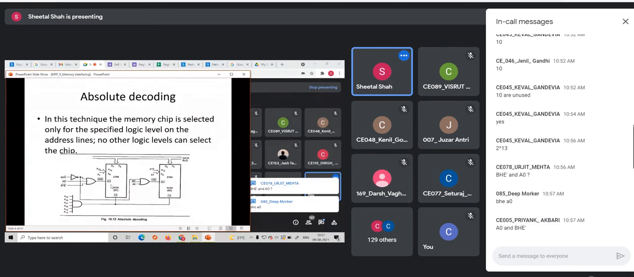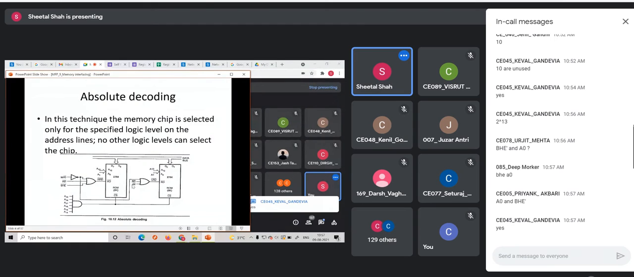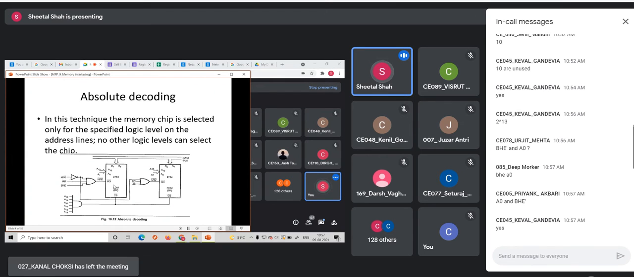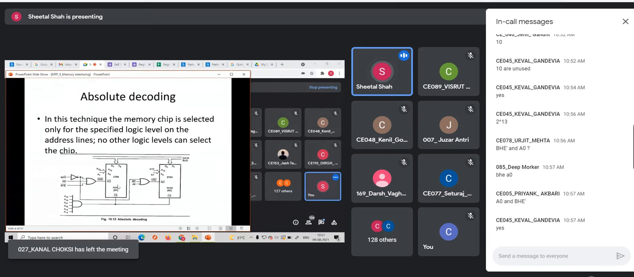Okay, fine. You can see here the input of this OR gate, that is the A0 line, and here we are having this BHE bar signal. So this indicates the even bank and this indicates the odd bank. Followed? The lower order 8 bits are connected to the even bank, and the higher order 8 bits are connected to the odd bank. Now we are talking about absolute decoding.